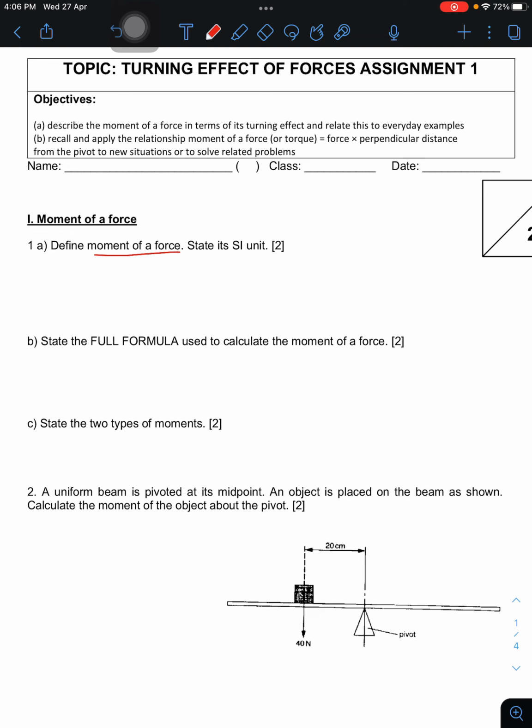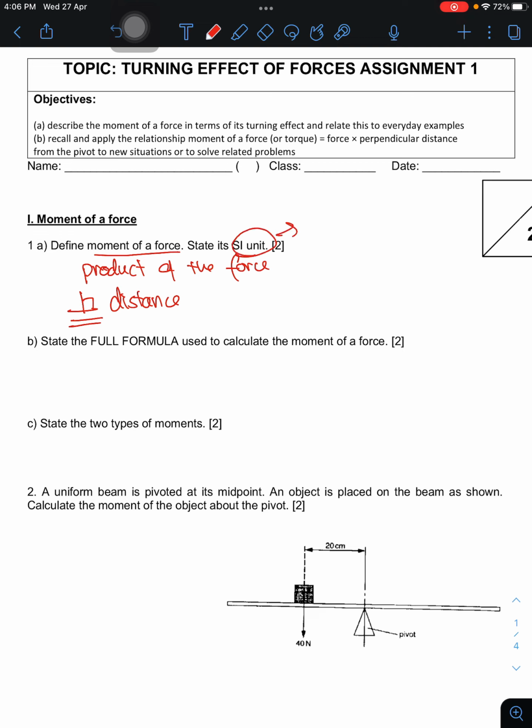We need to talk about the product of the force, and not just the distance between the pivot and the force. You need to talk about the perpendicular distance. This is very important. Something that I just want to highlight.